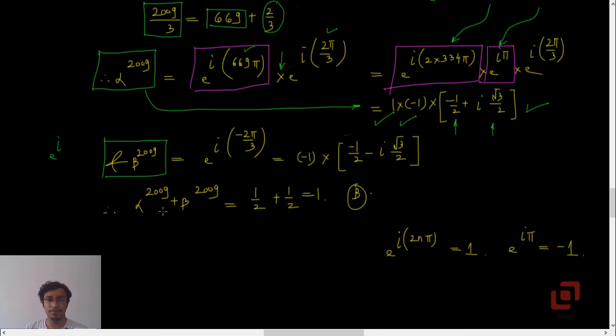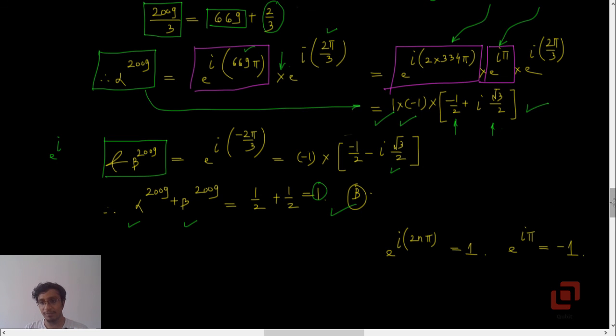So now the easiest part, the addition of alpha raised to 2009 and beta raised to 2009. You observe that both have minus 1, so take it outside. This is the complex conjugate of the other. This is minus 1 by 2 minus i root 3 by 2, and here you have minus 1 by 2 plus i into root 3 by 2. So the imaginary part will vanish. Negative 1 by 2 plus negative 1 by 2 is minus 1, minus 1 into minus 1 is plus 1. And that is option B.